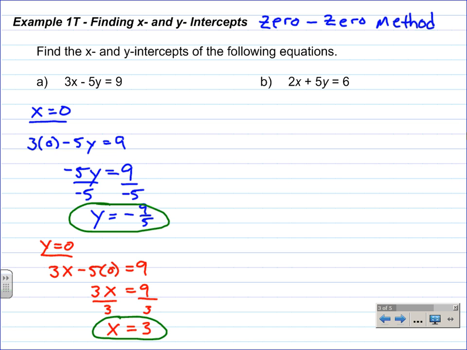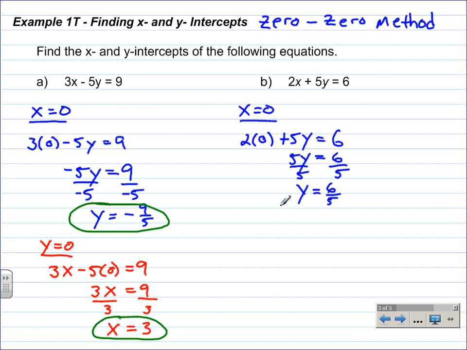Moving on to part B, it's a similar type of problem. First, we're going to find the y-intercept, so we're going to set x equal to 0. Taking the original equation, substituting 0 in for x, 2 times 0 plus 5y is equal to 6. The 2 times 0 becomes 0, and then we add that to 5y. That leaves 5y on the left, being equal to 6. We divide each side by 5. The 5's on the left cancel, leaving us y being equal to 6 over 5. So that would be our y-intercept.